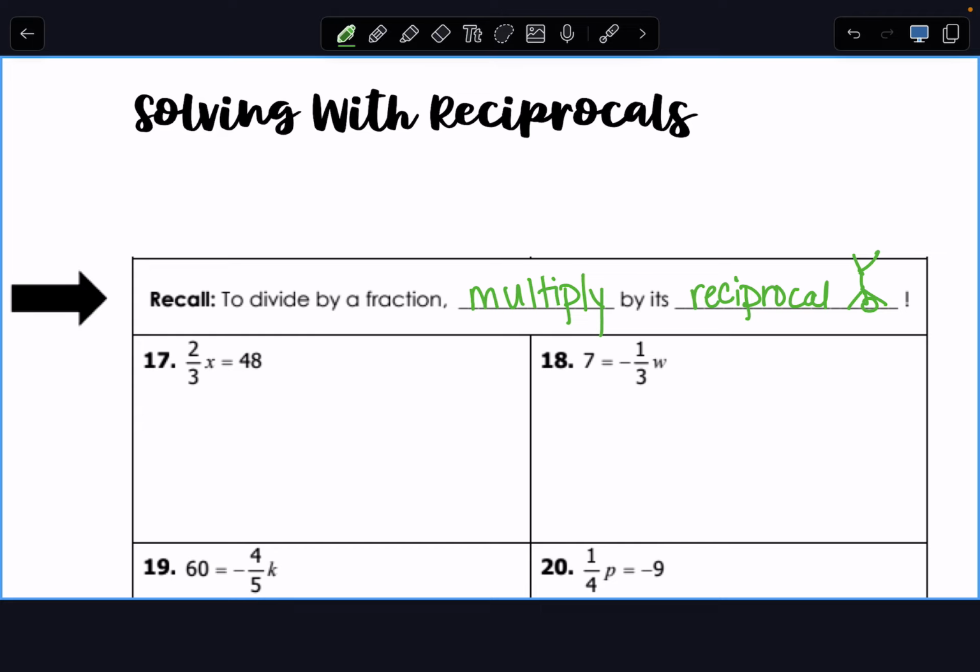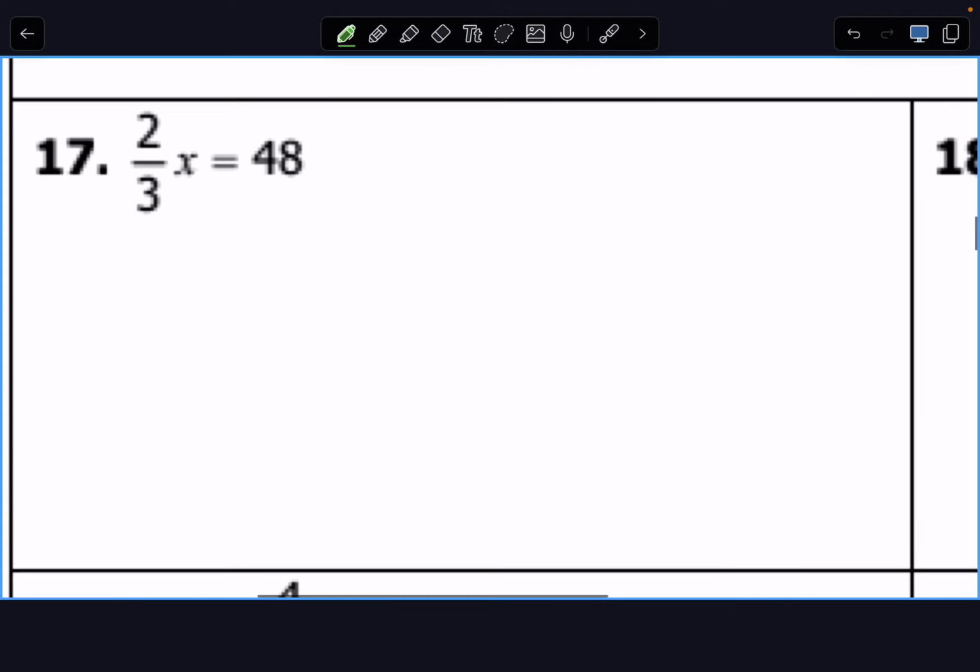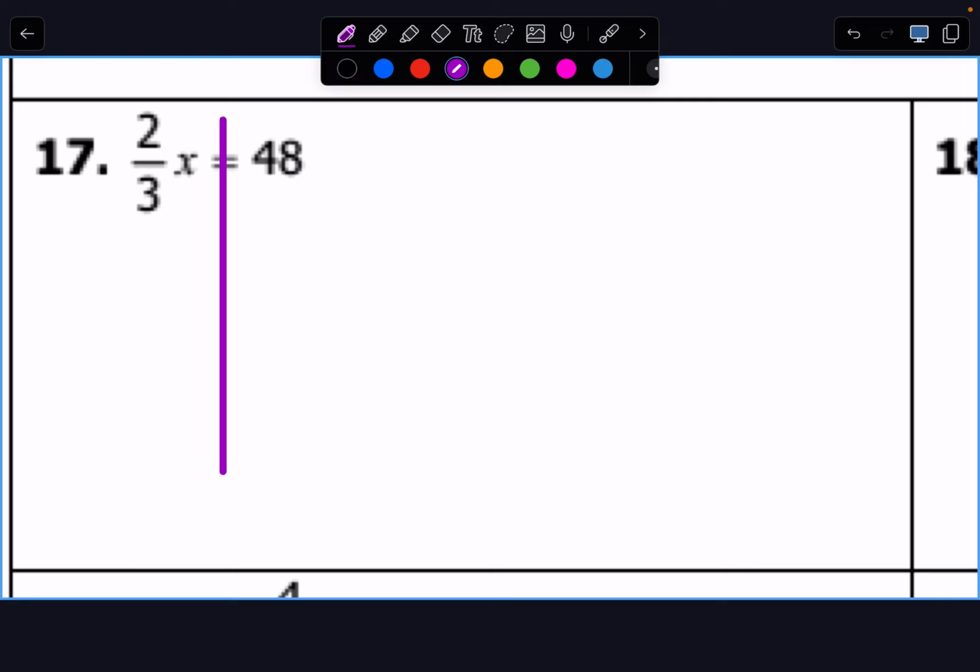Okay, so right now, don't write anything down. Just hold on. I'll tell you when to start writing. If we look at number 17, I see that 2/3 is tied to x by multiplication. So I need to undo that multiplication. And on Friday, we talked about the inverse operation of multiply is what? Division, okay? So don't write this down.